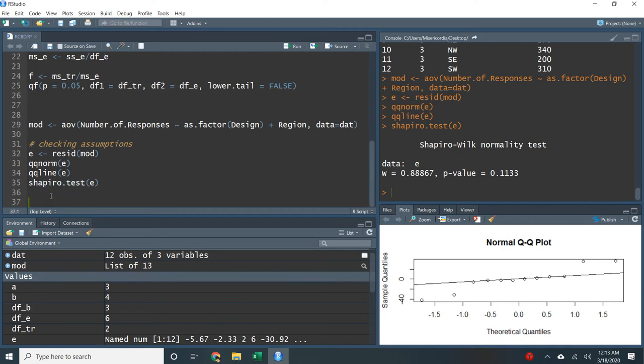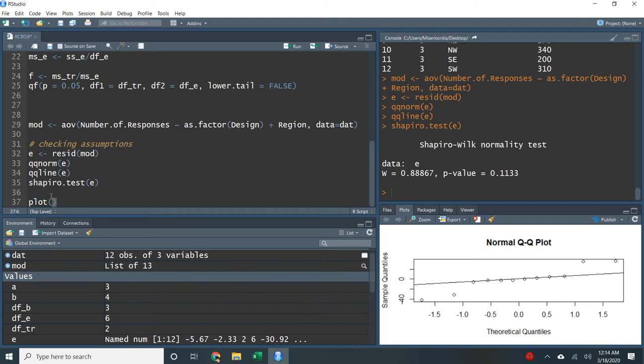All right, so the next thing I'm going to look at is this homogeneity of variance assumption. Now, in the homogeneity of variance assumption, there's a couple of different ways we can do this. We can look at this homogeneity of variance by plotting the predicted versus the residual.